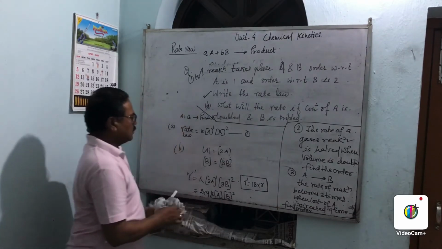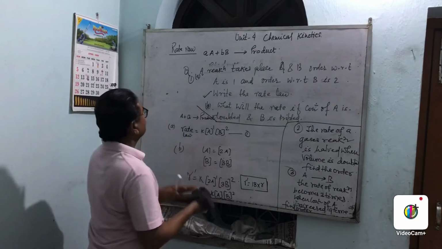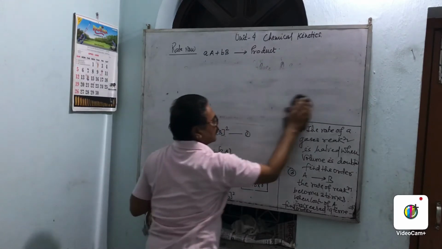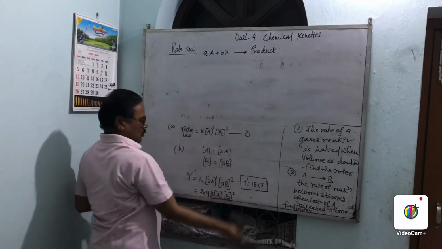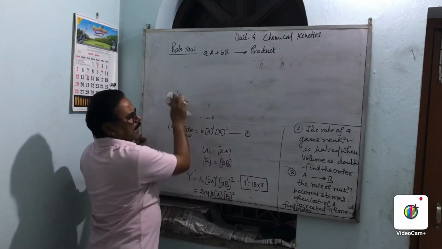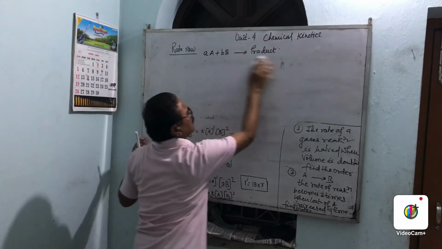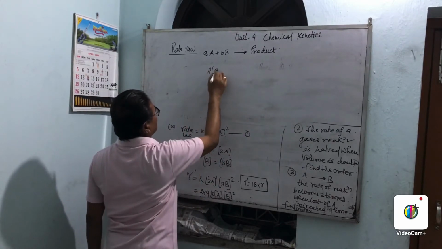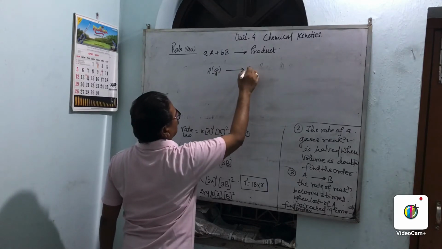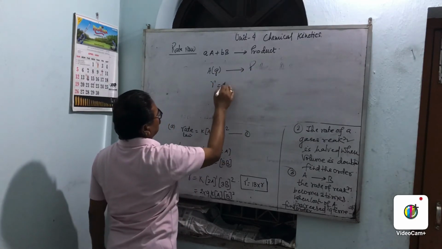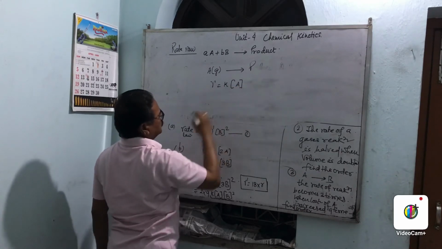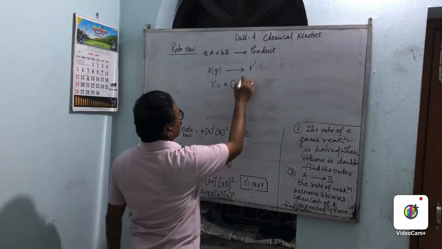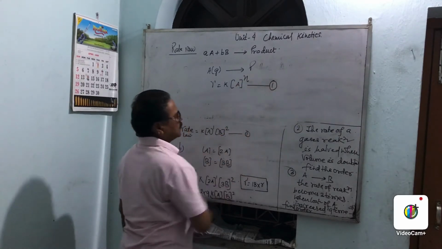Now another question, number 2. You see how we come to question number 2. The rate of a reaction: suppose there is a gaseous reaction, A gas, which gives a product. So the rate is equal to K times A. The order is not given, we have to find the order, so we put N here. This is equation 1.